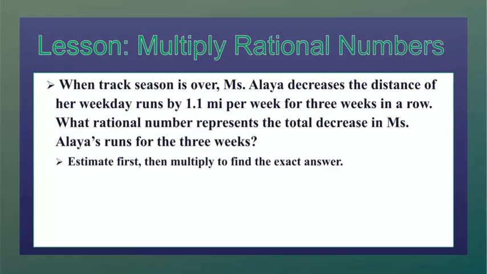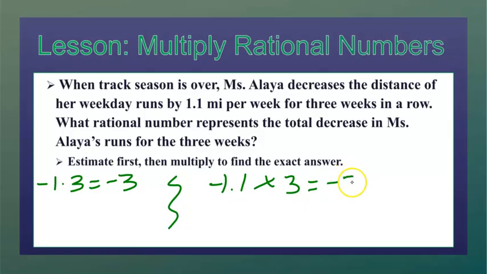So if we're going to estimate, 1.1 miles per week, we would say that's about 1. And 3 weeks, that'd be just 3. But if it's decreasing, this is a negative, so -1. So we would say it's decreasing or going down by 3, and that's what this -3 will represent. It's decreasing by 3 miles total. Now, if we were to find the exact answer, we would have -1.1, and we would multiply that by 3, which would give us -3.3 miles.